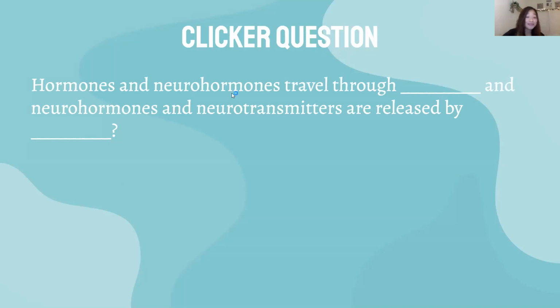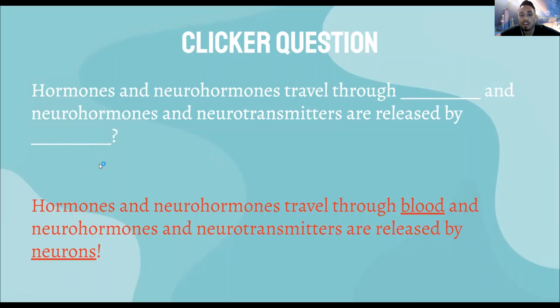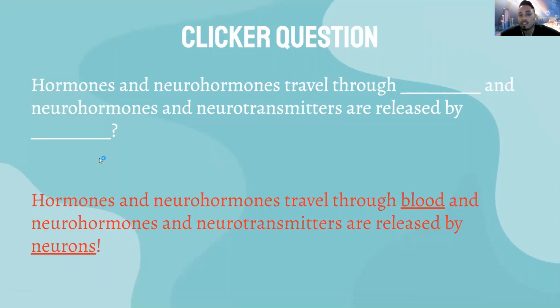Yeah, they are. Good job. All right, everyone, you guys got it. So hormones and neurohormones travel through the blood, and neurohormones and neurotransmitters are released by neurons. I see somebody put vesicles there. Dean, you wouldn't be wrong for saying vesicles, but there's a little bit more to it. I think that's a more precise answer, and it depends on what exactly you're talking about, what mechanism.